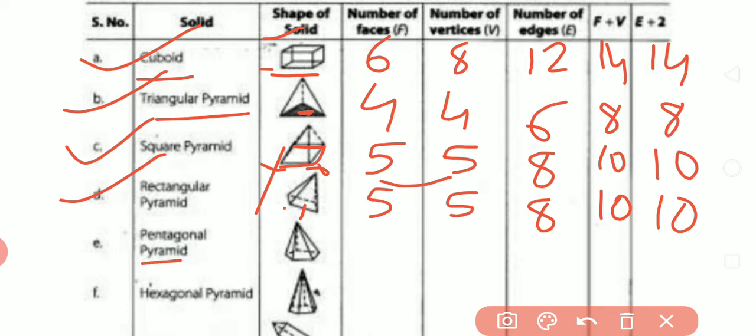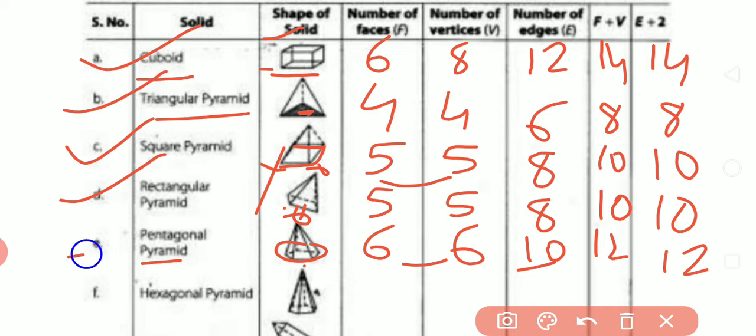Let us come to the next one, pentagonal pyramid. How many faces will it have? 1 pentagon and 5 side faces. So 6 faces it will have. Number of vertices, 5 at the pentagon and 1 at the top, that is 6 vertices. And edges, 5 at the bottom, 5 at the sides, so 10. So if you find 6 plus 6, that is 12, and 10 plus 2 is also 12. So it is also a polyhedron, right?